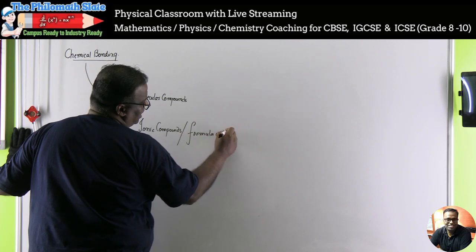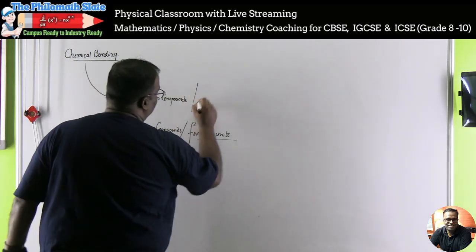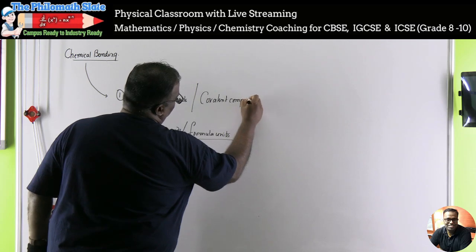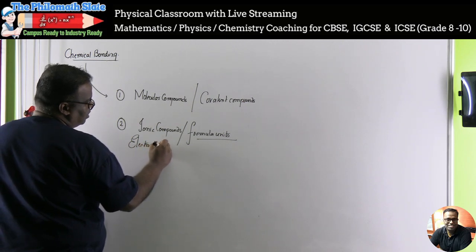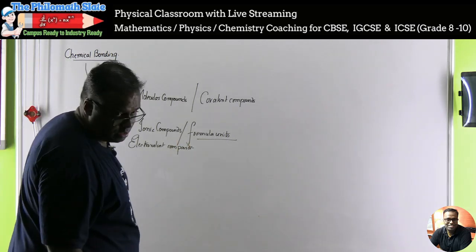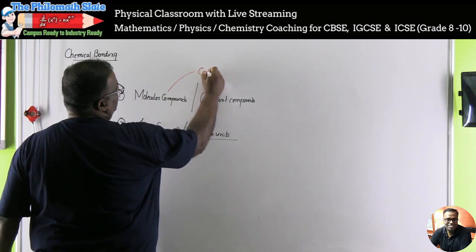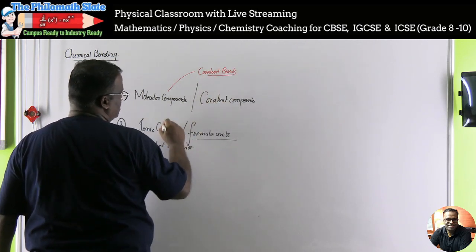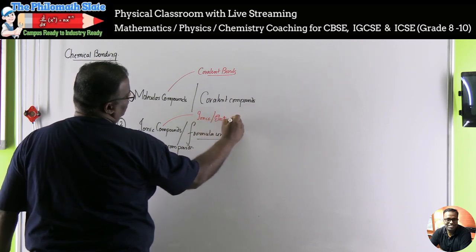This name is generally less used in Cambridge. Formula units is also a name. Ionic compounds. Molecular compounds have another name, covalent compounds. Ionic compounds have another name, electrovalent compounds. To form these types of compounds, the bonds that we form are known as covalent bonds. So your chapter is all about these two types of bonds, and here we call them ionic or electrovalent bonds.